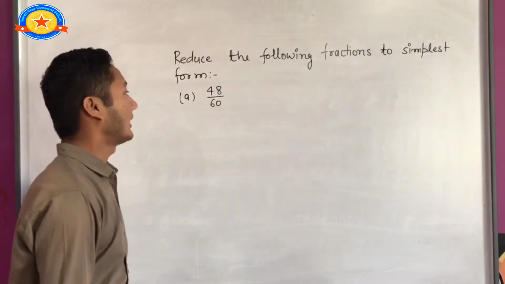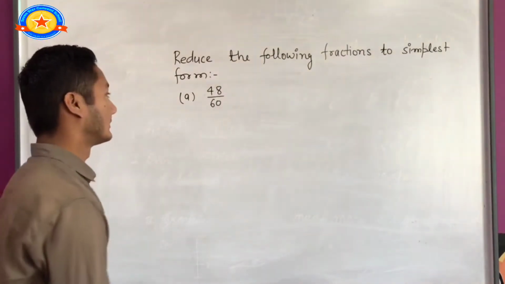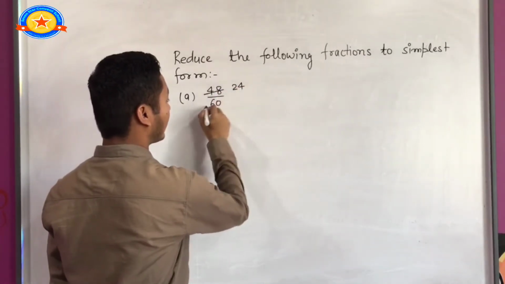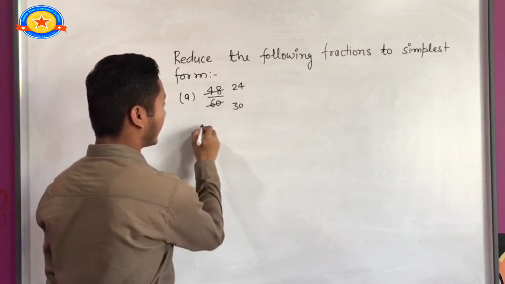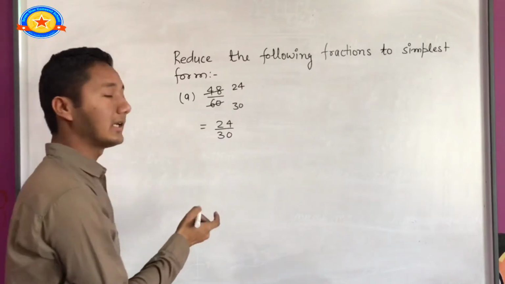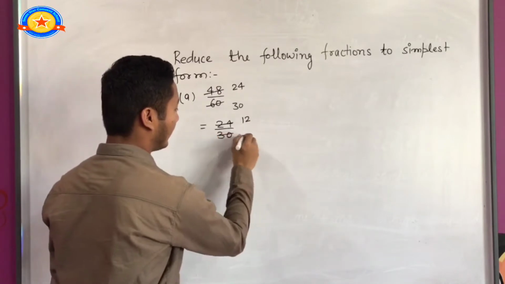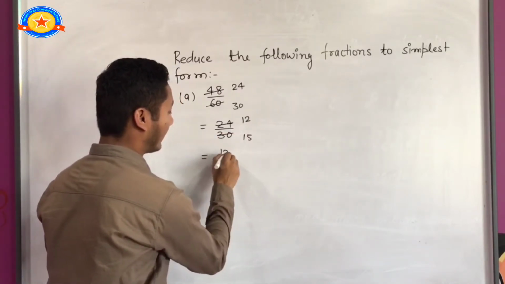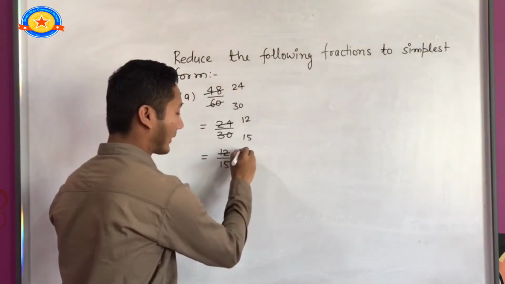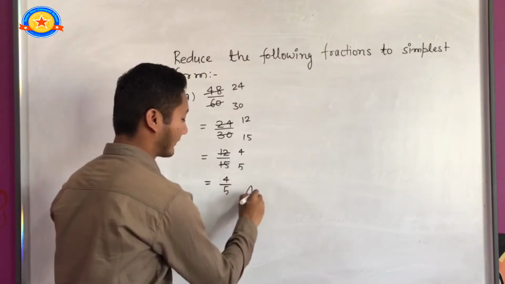First, we check by which number this fraction can be divided. We can divide it by 2, it becomes 24 upon 30. Now we write it separately. Then we again divide it by 2, 12 upon 15. Now we can divide this fraction by 3. 3 4s are 12, 3 5s are 15. It becomes 4 by 5. It is our answer.